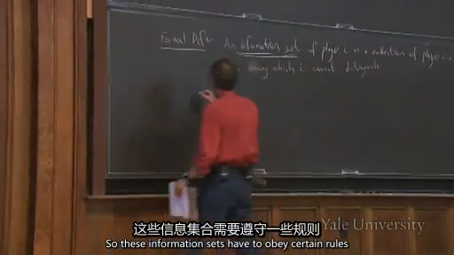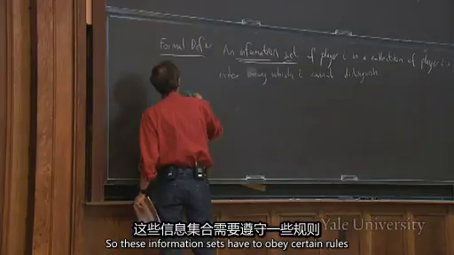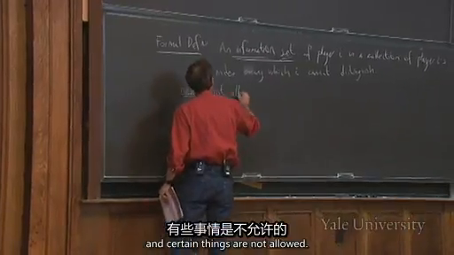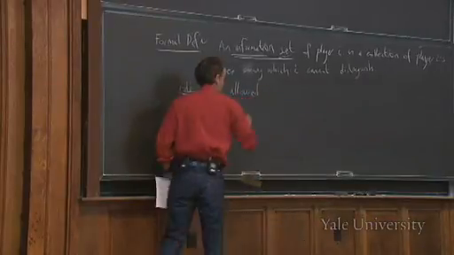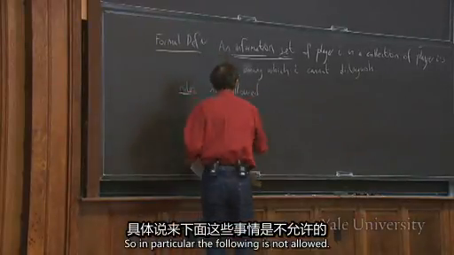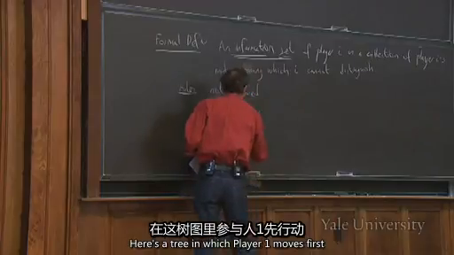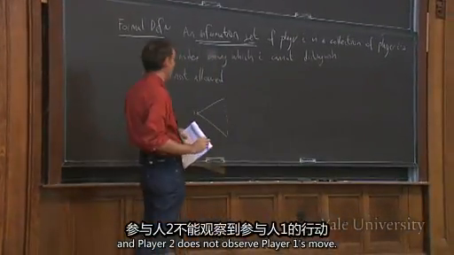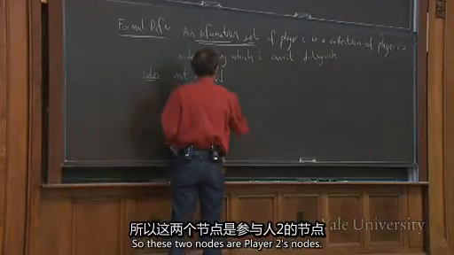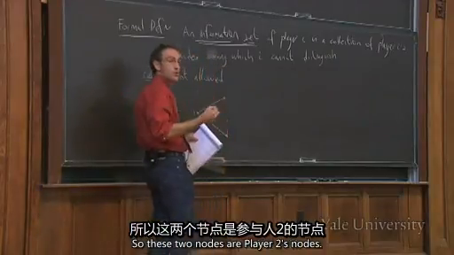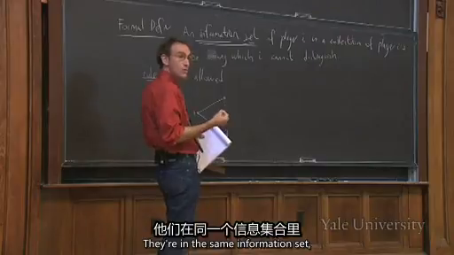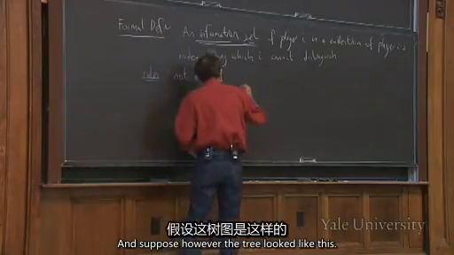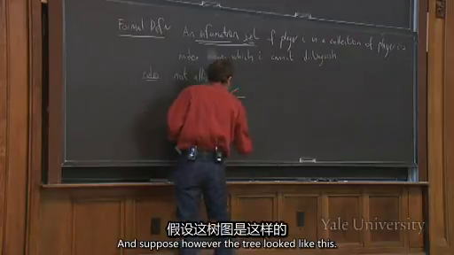So these information sets have to obey certain rules. And certain things are not allowed. So in particular, the following is not allowed. Here's a tree in which player 1 moves first, and player 2 does not observe player 1's move. So these two nodes are player 2's nodes, they're in the same information set, which means player 2 is not meant to be able to distinguish between these two nodes. And suppose, however, the tree looked like this.